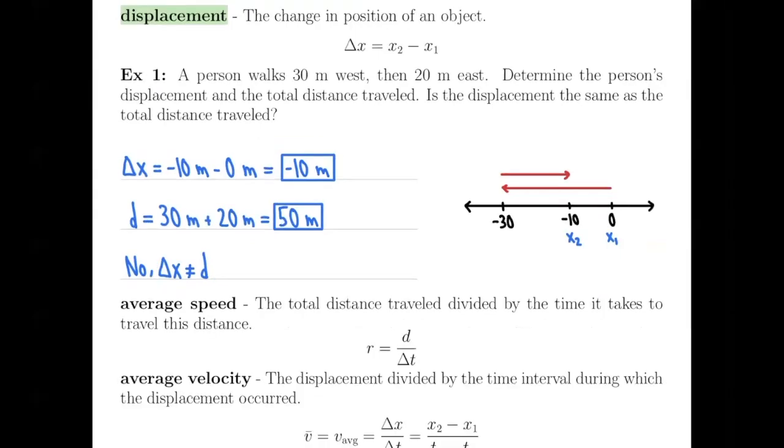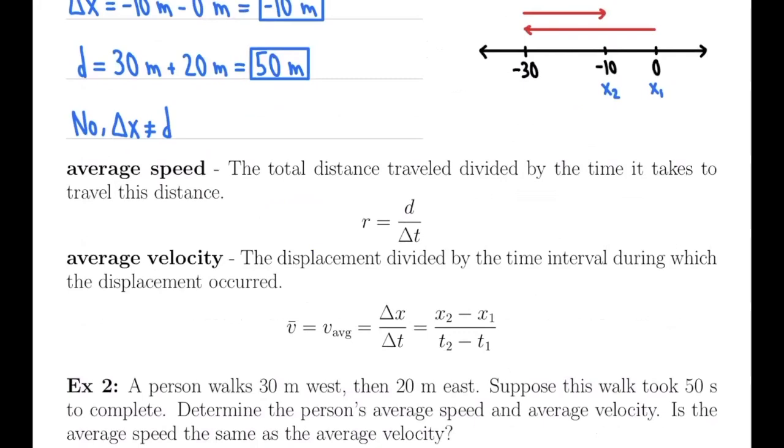Okay, so now that we understand displacement and distance, we can now talk about average speed and average velocity. In everyday language, speed and velocity are used interchangeably, but in physics, there's an important difference between these two terms.